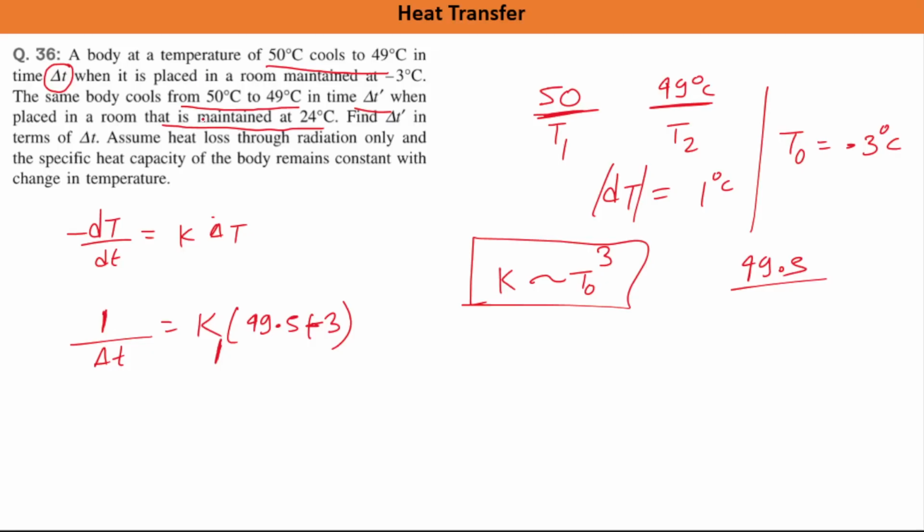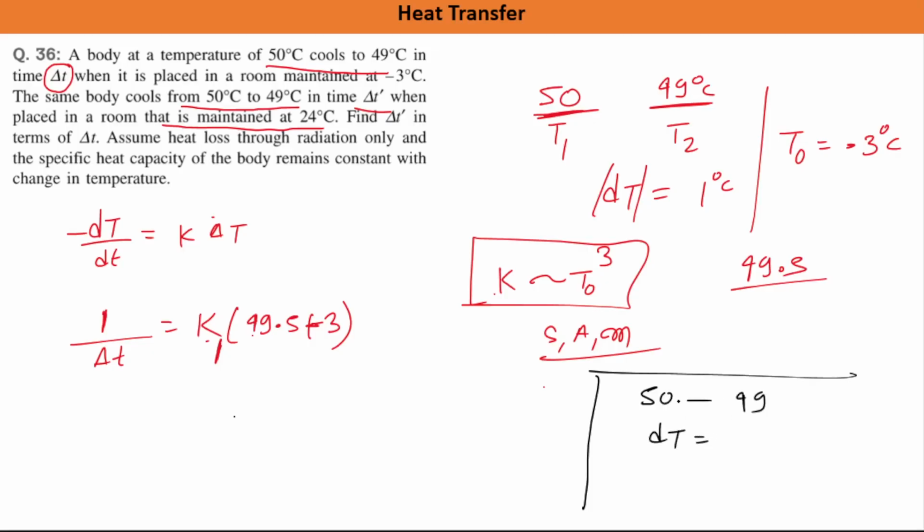So except that everything is constant. Then the same body we are using. So S will be same, surface area will be same, mass will be same, everything is same except the room temperature. So here it is K1. For the second case, if you write, temperature change is happening from where to where? 50 to 49. So second case, if you check, it is going from 50 to 49. So again dt is same, modulus wise, that is 1 degree, right?